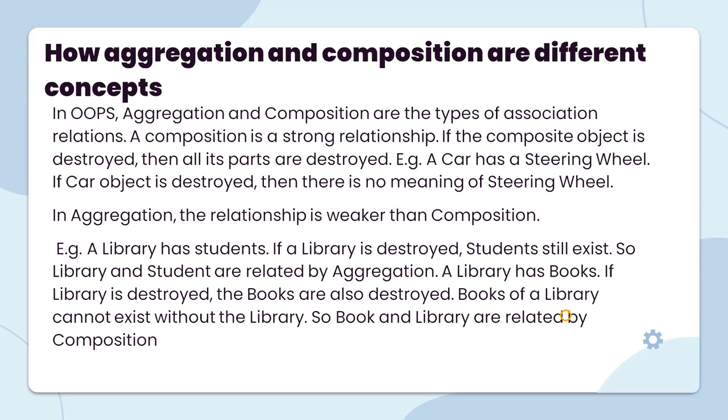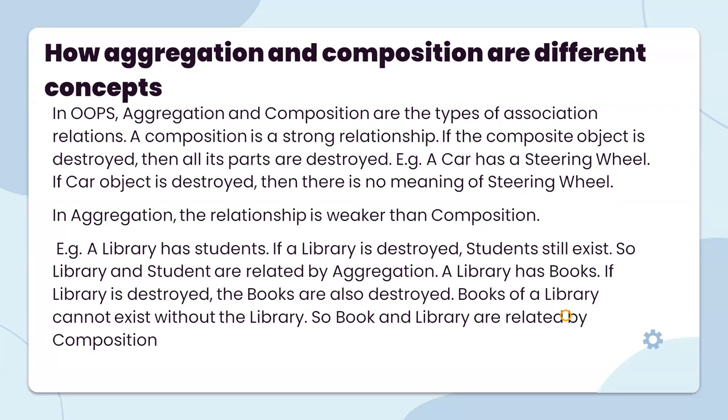Next question is, how are aggregation and composition different concepts? Composition and aggregation are closely related. In OOPs, aggregation and composition are types of association relationship. In composition, it is a strong relationship. If the composite object is destroyed, then all its parts are destroyed. For example, a car has a steering wheel. If the car object is destroyed, then there is no meaning of the steering wheel. This is composition.